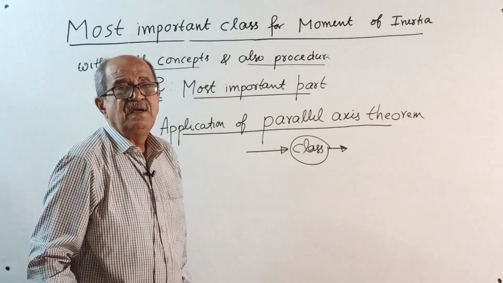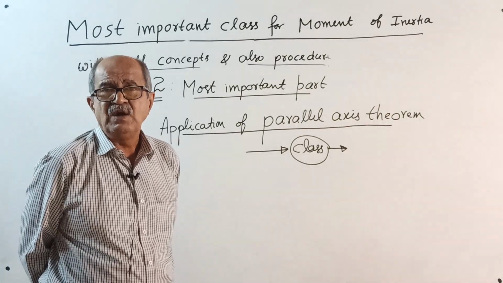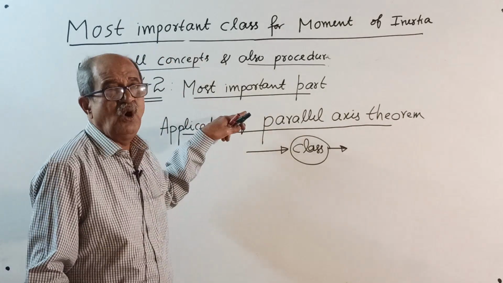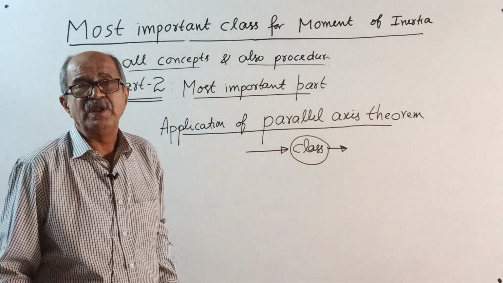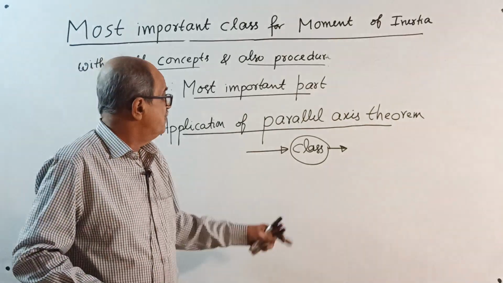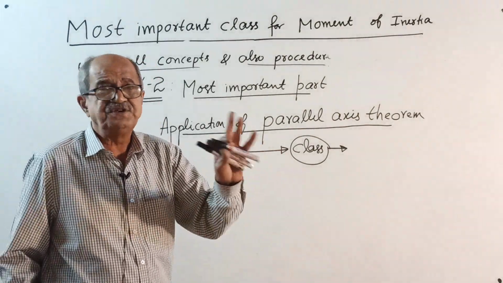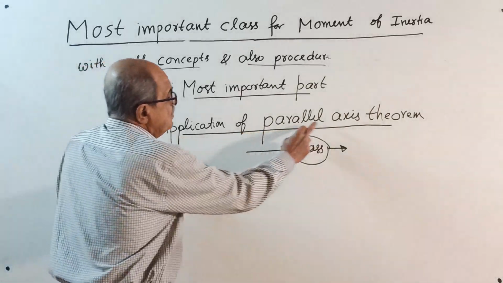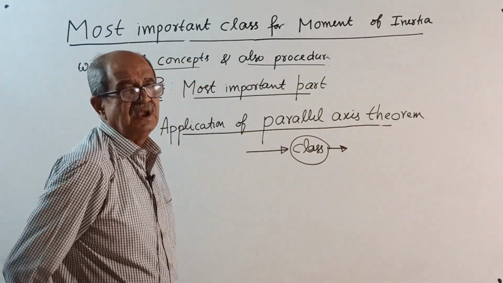And remember, a little later when we start calculating moment of inertia, this class will be in 4 or 5 parts, most probably 4 parts. First you have to go through each and everything thoroughly, master it, and only then start the questions. So part 2 is the application of the parallel axis theorem.